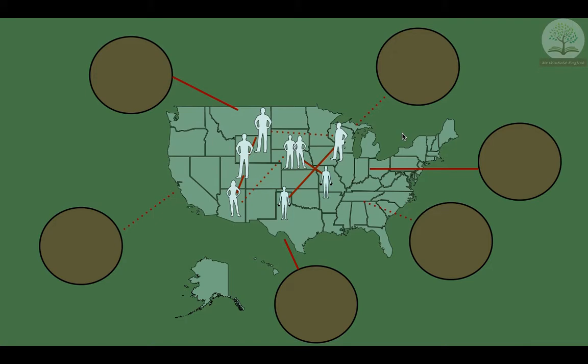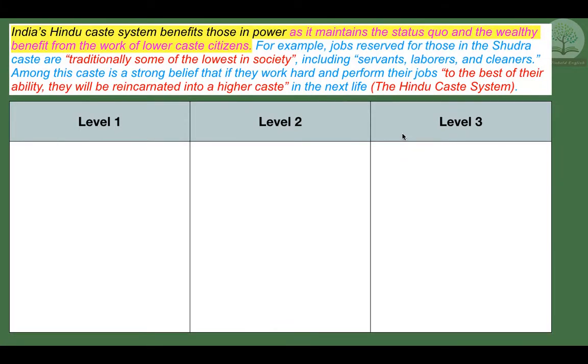Let's look at one more example where we look at religion and society. India's Hindu caste system benefits those in power as it maintains the status quo and the wealthy benefit from the work of lower caste citizens. For example, jobs reserved for those in the Sudra caste are traditionally some of the lowest in society, including servants, labourers and cleaners. Among the caste is a strong belief that if they work hard and perform their jobs to the best of their ability, they will be reincarnated into a higher caste in the next life.